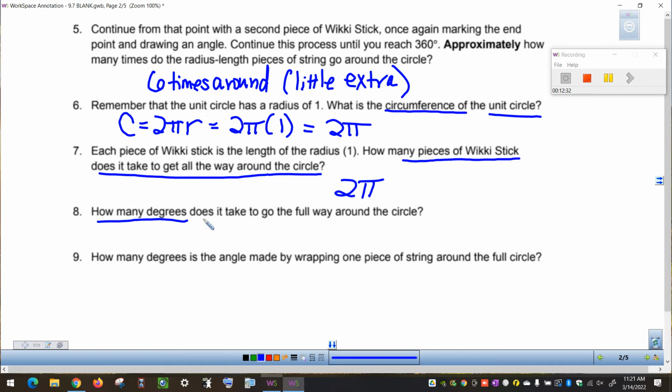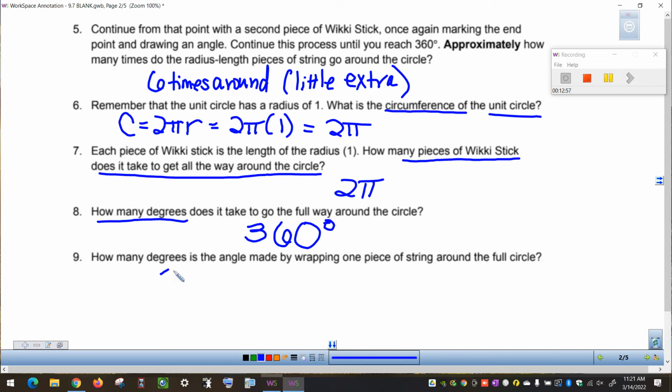All right, now we already know that to go around our full circle, it was 360 degrees. So that's something that we saw last week. So here we're going to put the 2 elements together to figure out exactly how many degrees the angle is from one little piece of the wiki stick. In other words, the angle that we called 1 radian.